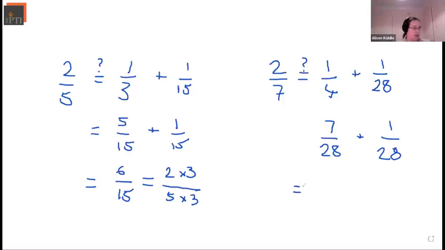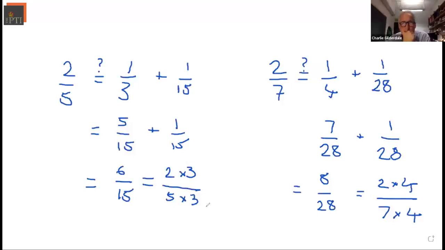And that's going to be 8 over 28. But I want to get this back into sevenths. So that's going to be 2 times 4 divided by 7 times 4. And hopefully from this, I can start to see things that are common in here and think about what I might do for the next fraction in line.